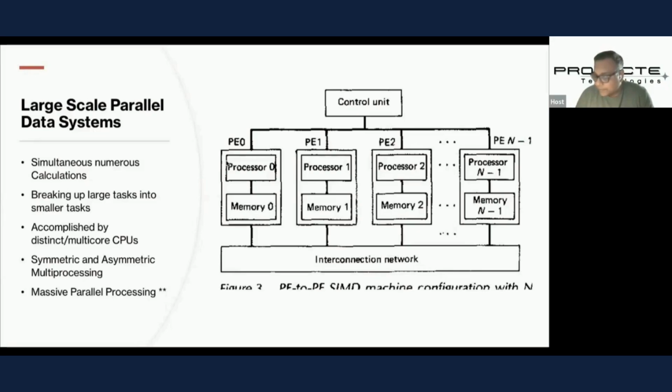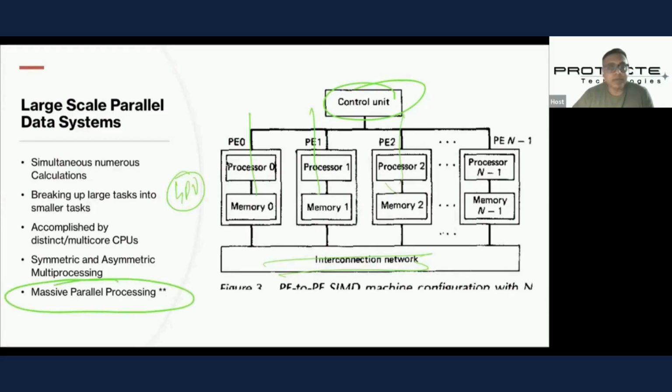What happens is you have multiple processors which are connected by a bus and a control unit. Data is fed directly. These are nothing but GPUs. And AI systems work on this particular methodology. It's called massive parallel processing. So you are processing a lot of data in parallel, okay, generally used for scientific computations.